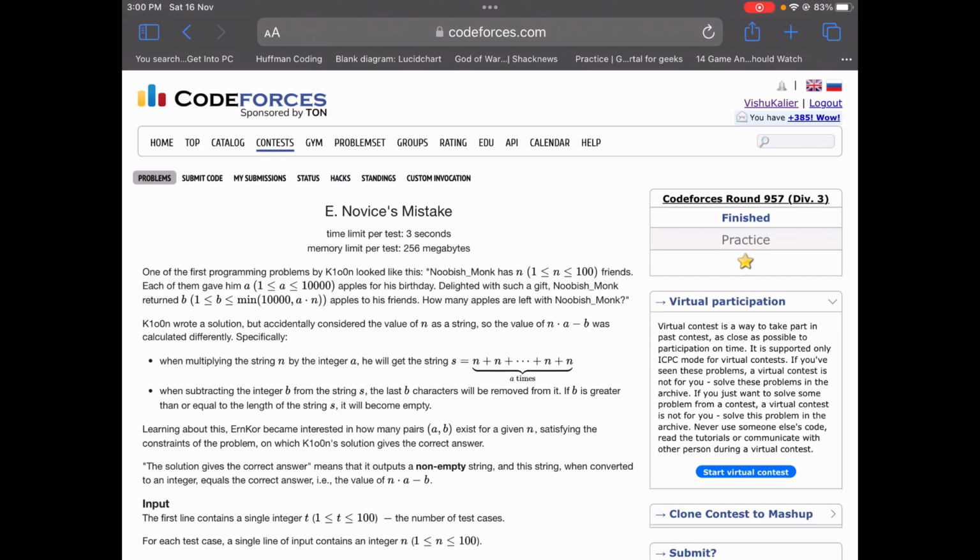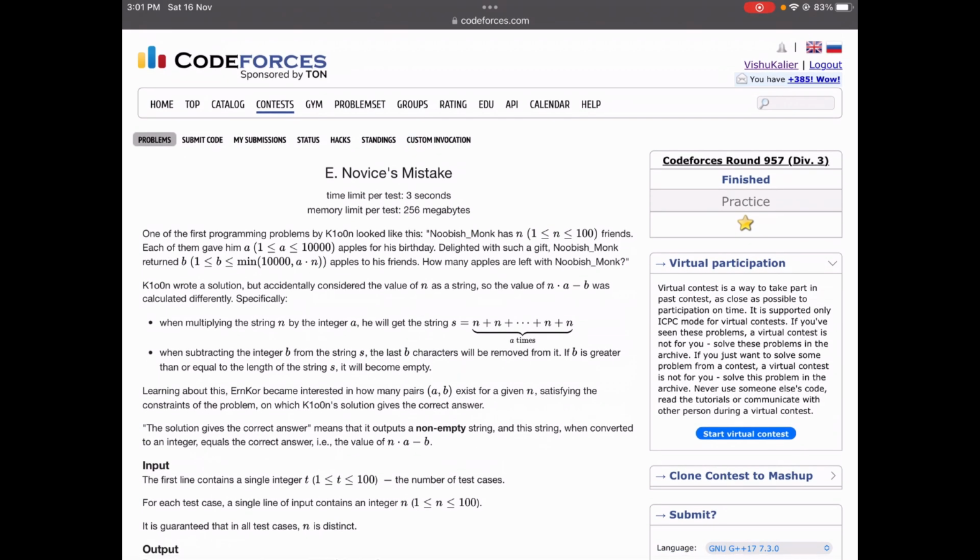So, he wrote a solution but accidentally considered the value of n as a string. So, the value of n times a minus b was calculated differently. Specifically, when multiplying the string n by the integer a, he will get string s, a concatenation of the string. And when subtracting the integer b from string s, the last b characters will be removed from it. If b is greater than or equal to the length of the string s, it will become empty.